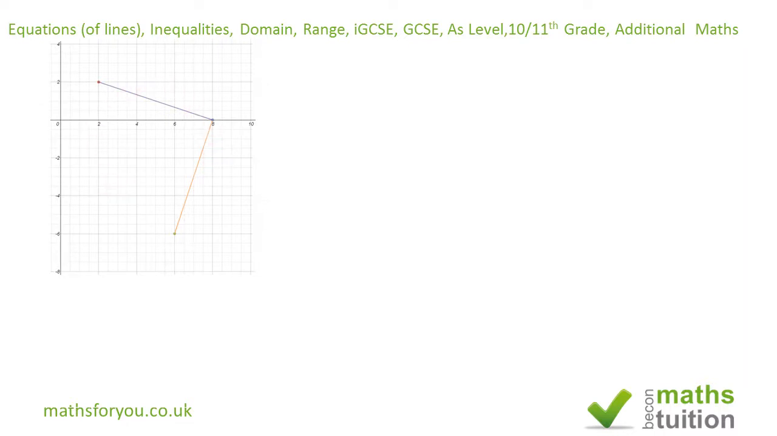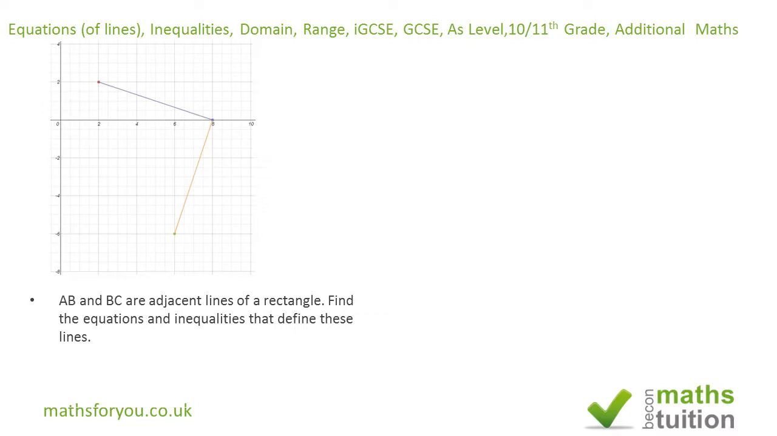Okay, now here's a question. It says AB and BC are adjacent lines, and it says find the equations and inequalities that define these lines. In other words, whatever your answer is, this line must not extend beyond A nor beyond B. And also for this line here, the line will not extend beyond B and beyond C. So in effect, it's restricted between B and C there and between A and B there.